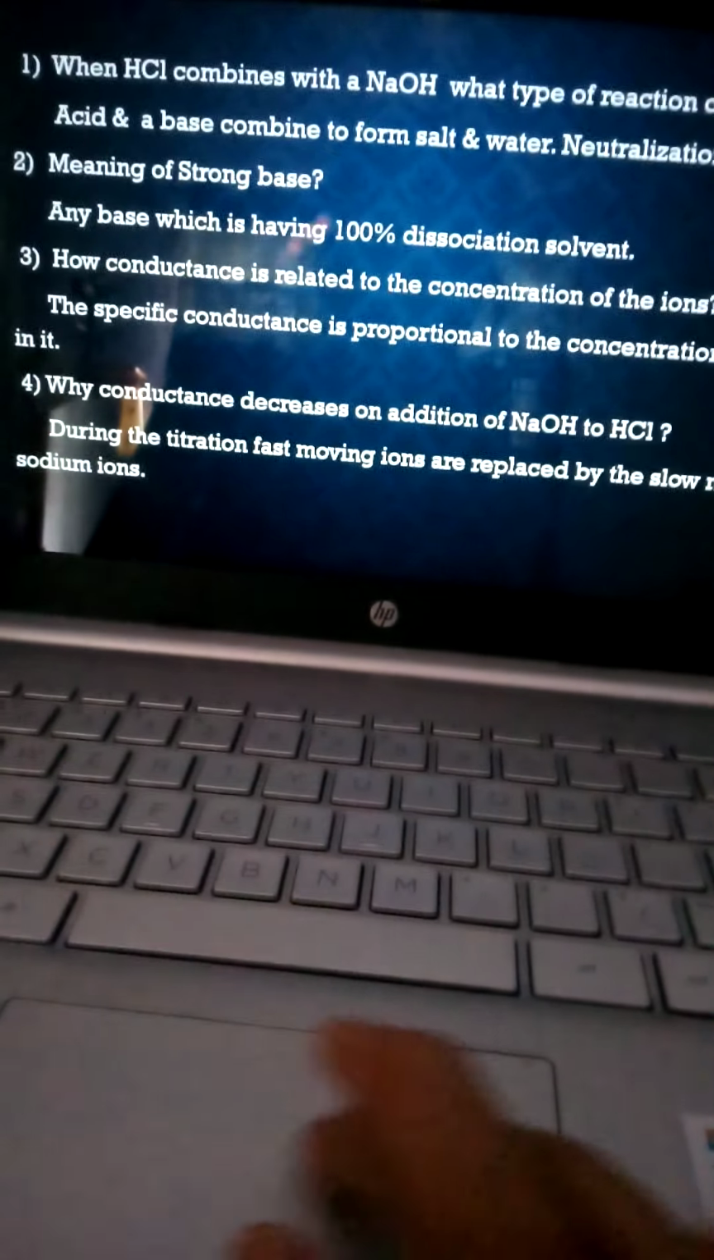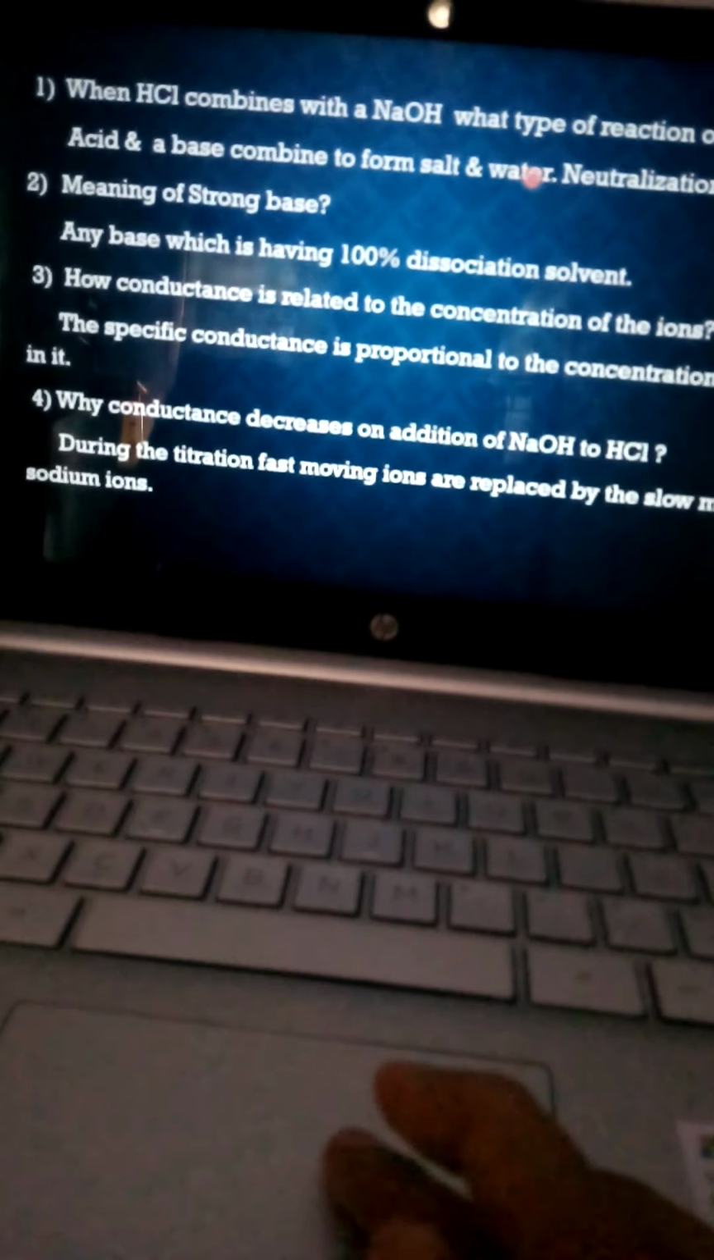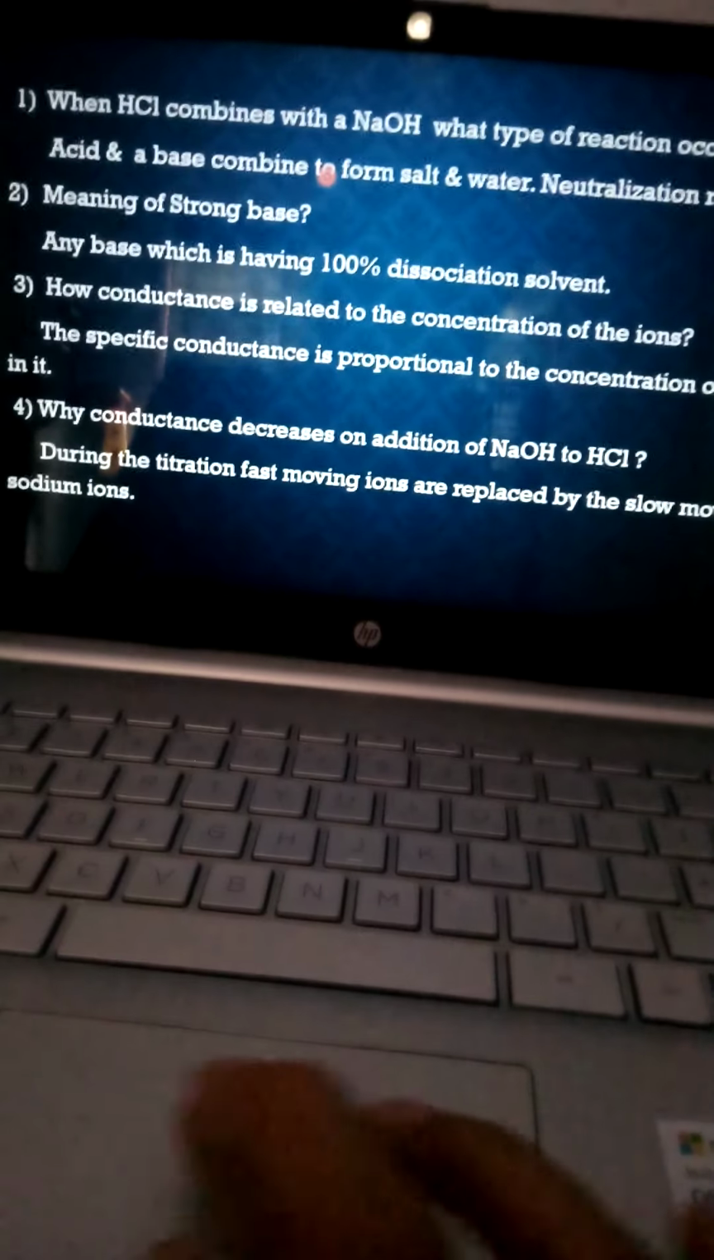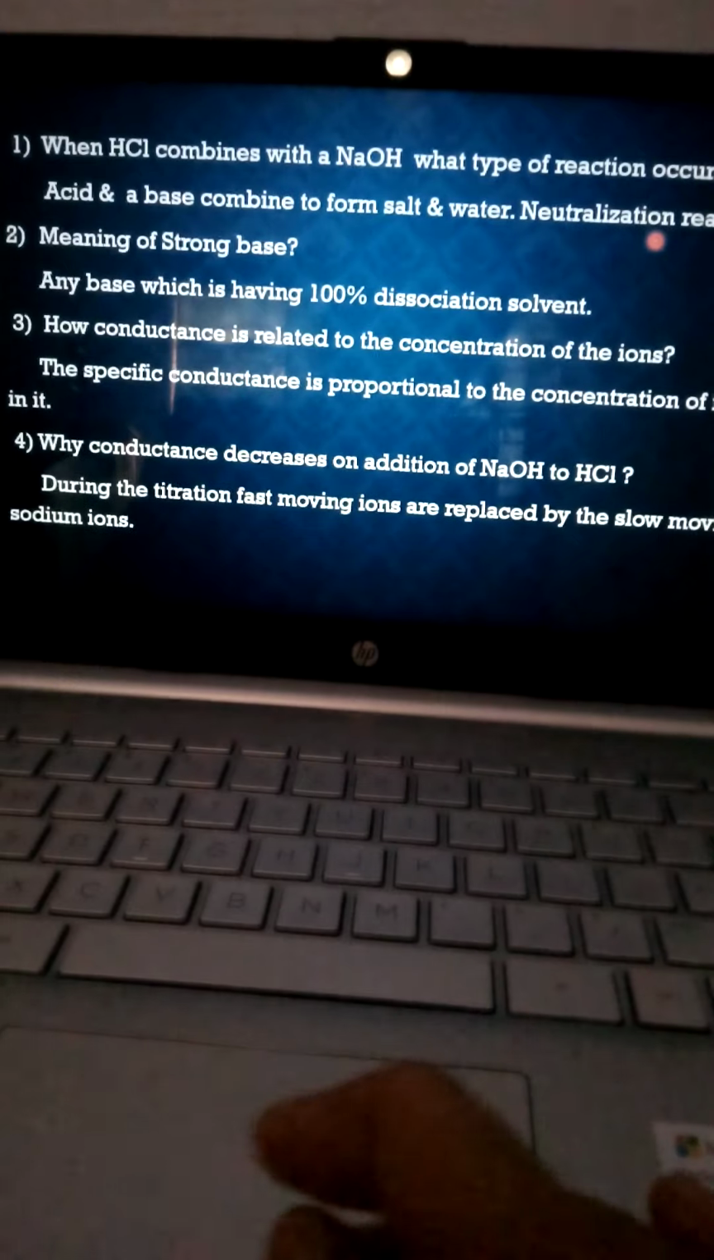So we will learn the Viva questions of conductometric titration. The first question is: when HCl is combined with NaOH, that means sodium hydroxide, what type of reaction occurs? Basically when an acid is combined with a base, it will produce salt and water. That reaction is known as a neutralization reaction. Remember, neutralization reaction means the acid is combined with a base and forms salt and water.